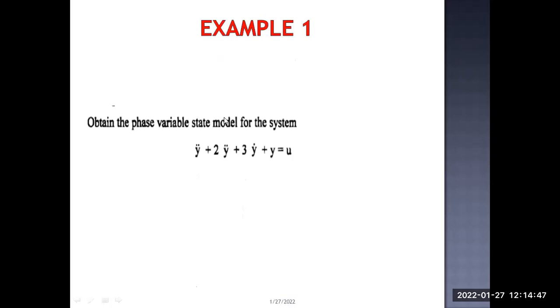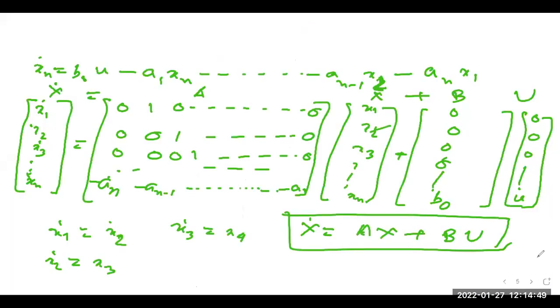Yes or no? So x1 equal to y. So x2 equal to x1 dot, which is equal to y dot. And x3 equal to x2 dot, which is equal to x1 double dot, which is equal to y double dot.